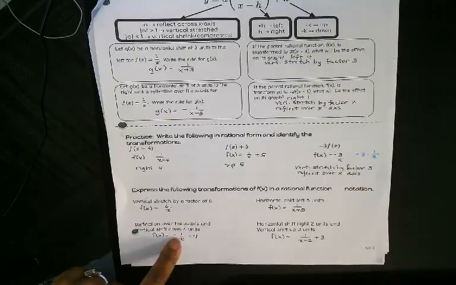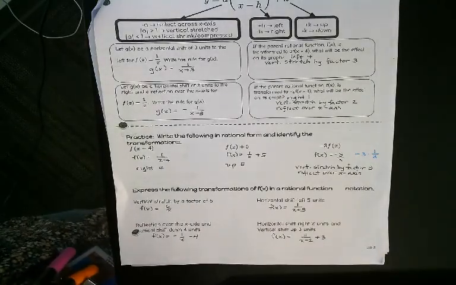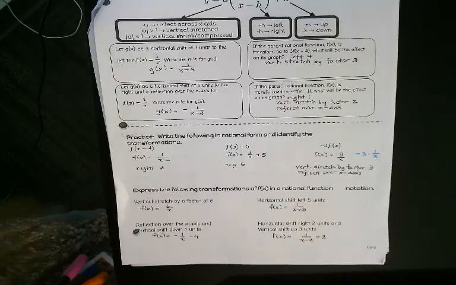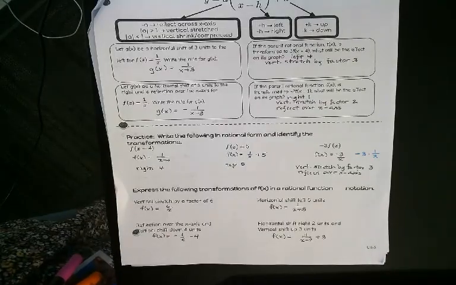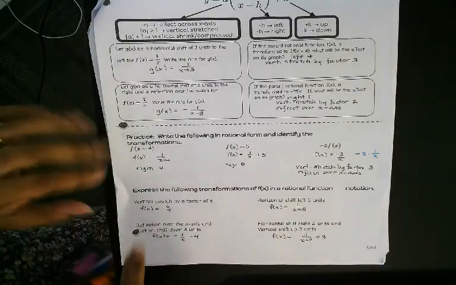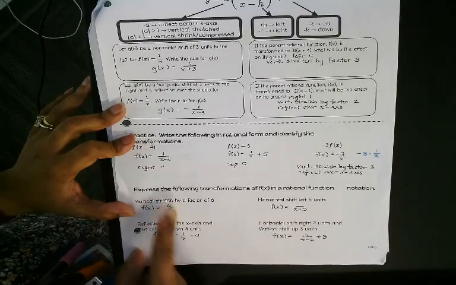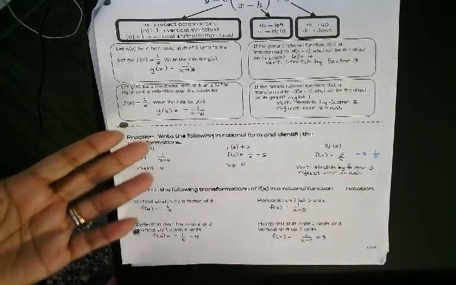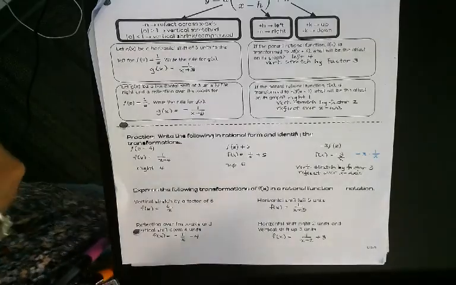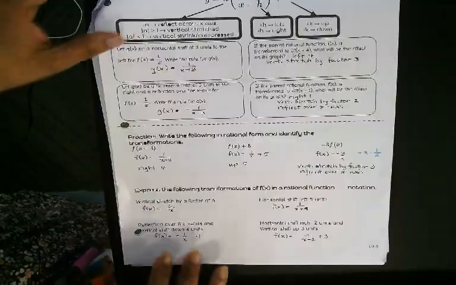Remember, there is a reflection, so negative is going to go at the beginning. This one only has the vertical stretch, so that's going to go at the front or on the top. You can write it both ways. If you want to write it on the side, 6 times 1 over x, that's also okay. There is no problem, however you want to represent it, and however the answer choices are given to you in the test.